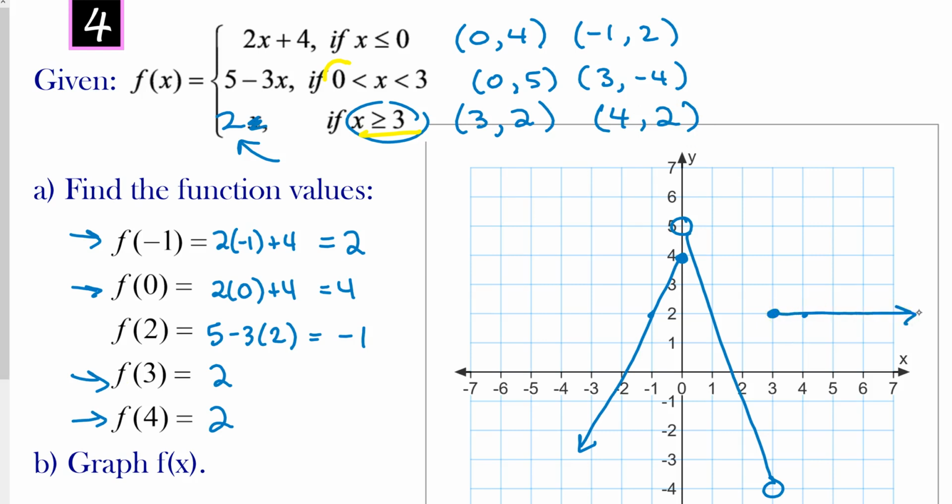Okay, does it look like a function? If you draw it and it fails a vertical line test, that tells you you did something wrong. Maybe you drew something going the wrong way. Does our graph go through the points that were in the list? Like, does it go through 2, -1? Yep.